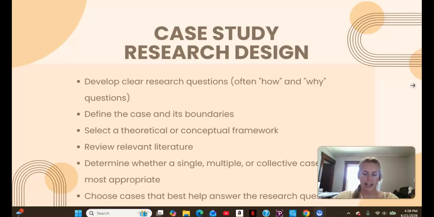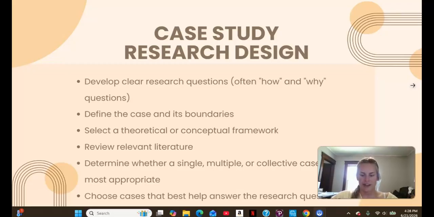Researchers must clearly define what the case is and establish its boundaries. So a case could be a student, a classroom, a school, program, or district. And defining boundaries helps determine what will and will not be included in the study and helps to keep the research focused. The next step is to select a theoretical or conceptual framework.